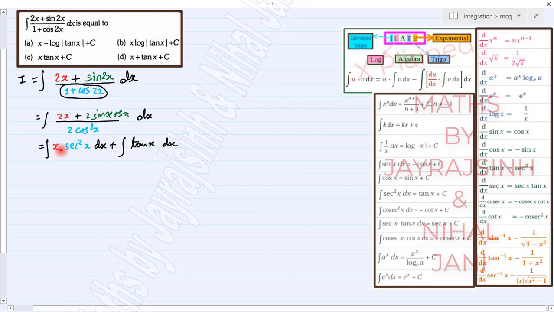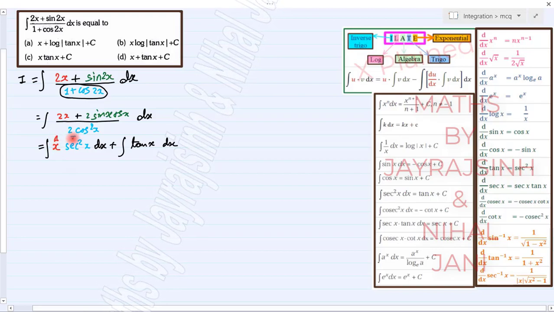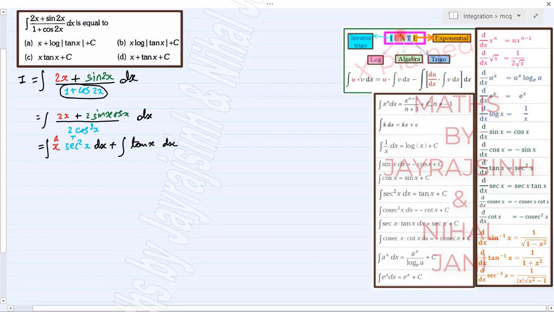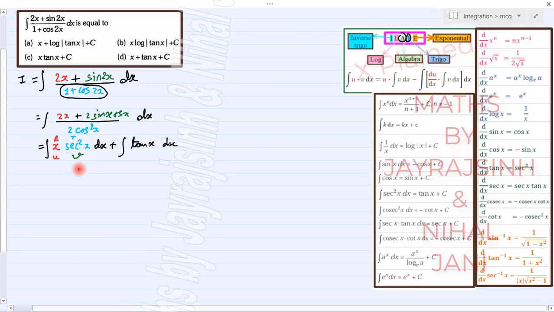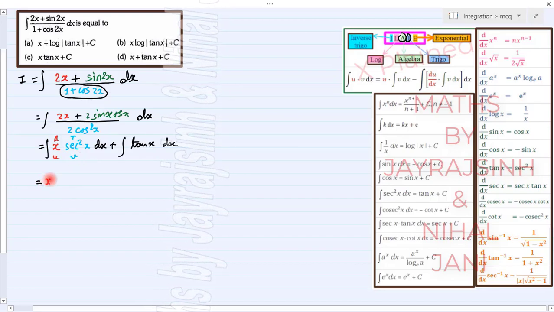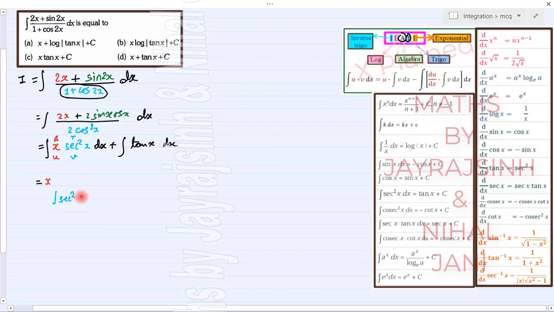In the first integration, we have an algebraic term into a trigonometric term. If we go from the left hand side, algebra comes first and trigonometry will be later on. So your x will be considered as u and sec square x will be v. So let's try to apply the formula. In the first term, your x will be as it is. We have to integrate sec square x, which is tan x.